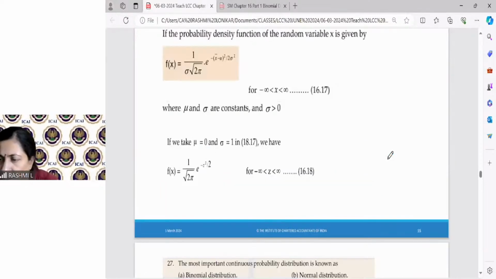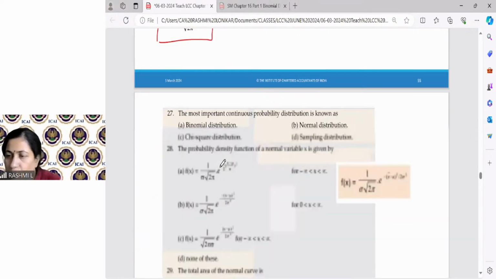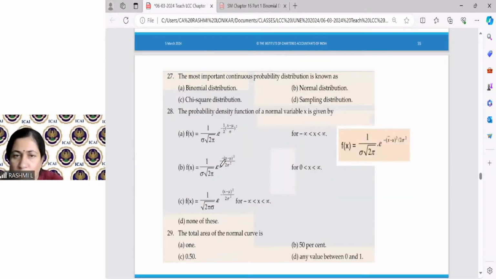This is the same formula that we are using here: f(x) is equal to 1 upon square root of 2 pi, e raised to minus z square upon 2. As usual, I'm trying to take as many theory questions as possible so that your understanding improves more.